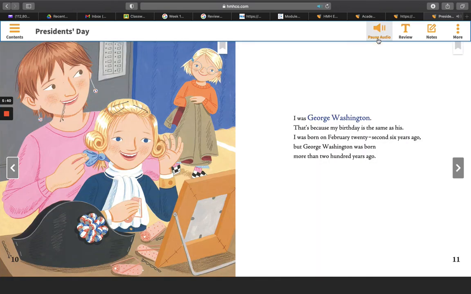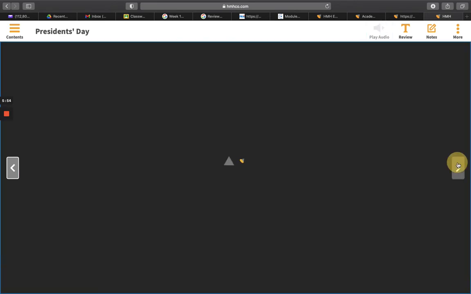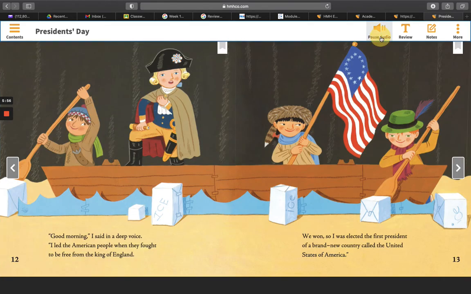I was George Washington. That's because my birthday is the same as his. I was born on February 22nd, 6 years ago, but George Washington was born more than 200 years ago. "Good morning," I said in a deep voice. "I led the American people when they fought to be free from the King of England. We won, so I was elected the first president of a brand new country called the United States of America."